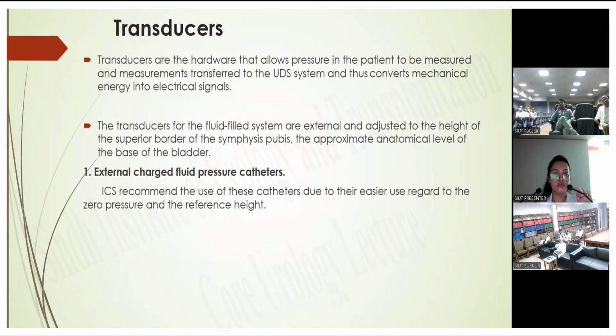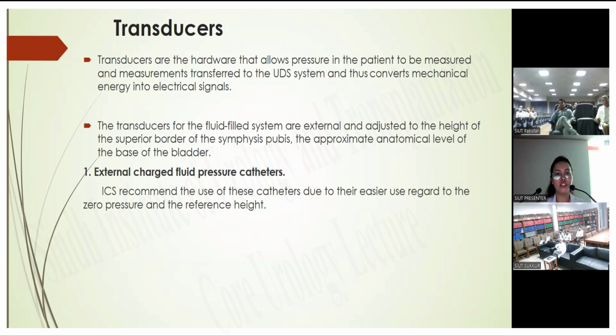So for transducers, these are the hardware that allow pressure in the patient to be measured and measurements transferred to the UDS system, and thus convert the mechanical energy into electrical energy. The transducers for the fluid fill systems are external and adjusted to the height of the superior border of the symphysis pubis, which is the approximate anatomical level for the base of the bladder.